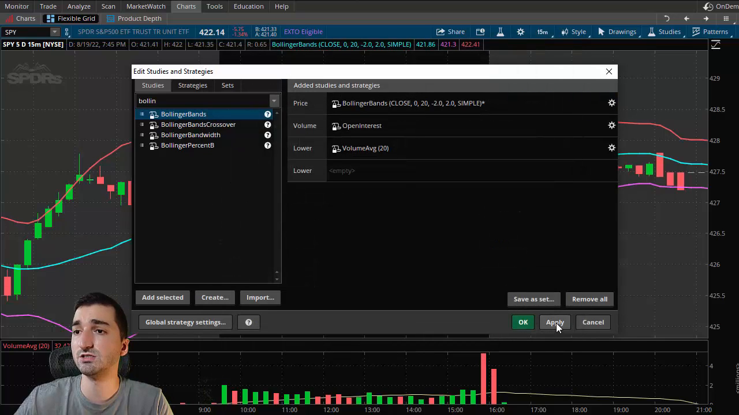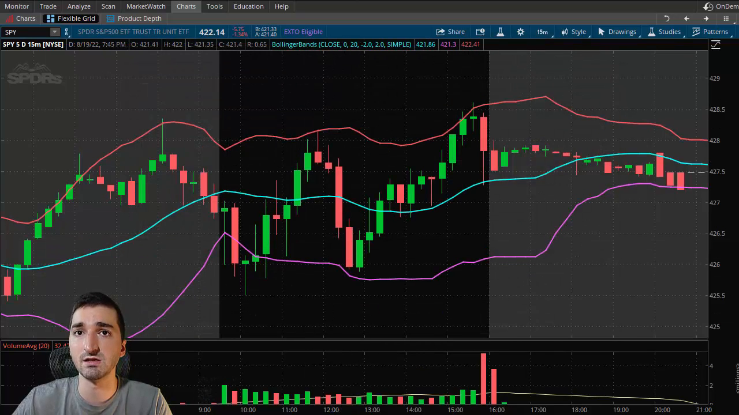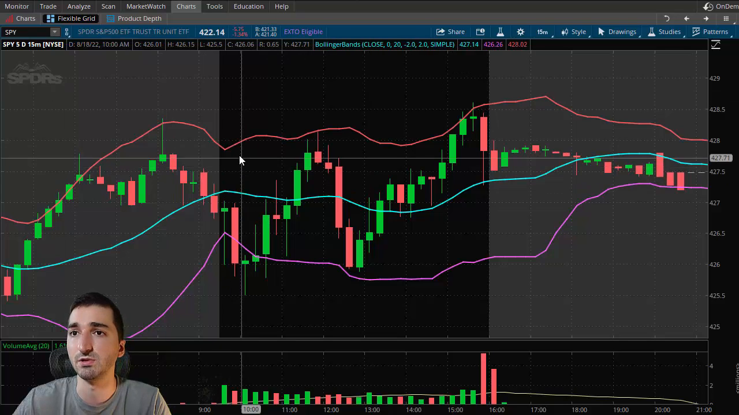Okay, so add it to your chart. And you can see these lines, 1, 2, 3, pretty thick here. Not as thick as Kim Kardashian, but definitely up there.